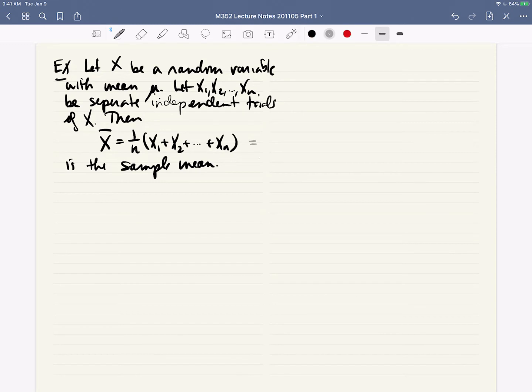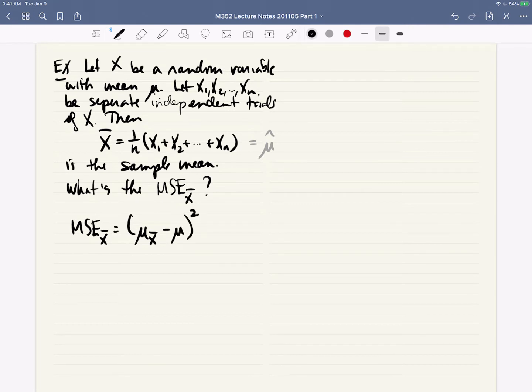Okay, it's our estimator of the mean. So if you like, we could write mu hat. I'm not going to, I'll just put it there for you to enjoy. So what's the mean square error of this estimator? Let's calculate it. By definition of mean squared error, the mean squared error of the sample mean is the mean of the sample mean minus the actual parameter value, squared, plus the variance of the sample mean.